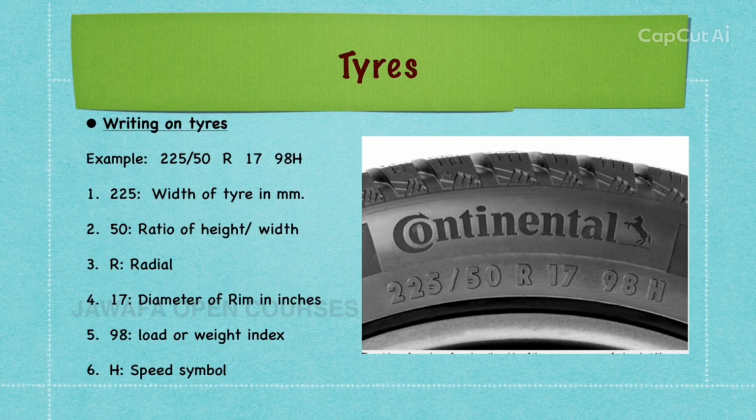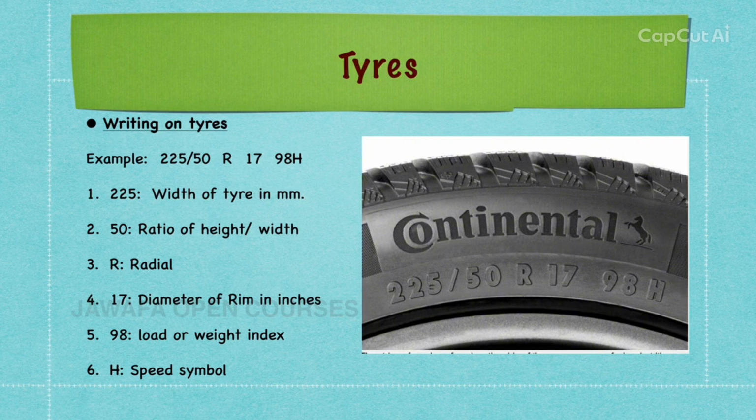Now, for the next topic, the writing on the tire, all those numbers have some meaning and questions also come from this. So I will tell you what each thing represents. You must have always seen, just like in the picture of the tire, that first it says 225 by 50, then R, 17, 98, and then H is written. So the 225, the very first number, is the width of the tire in millimeters, meaning how wide this tire is.